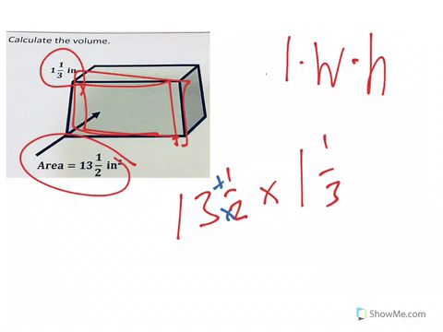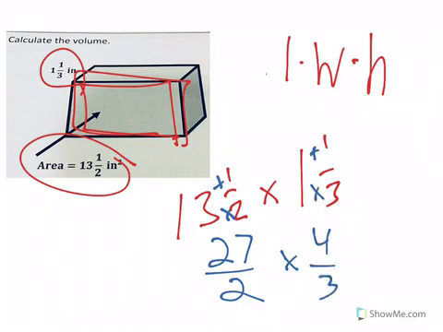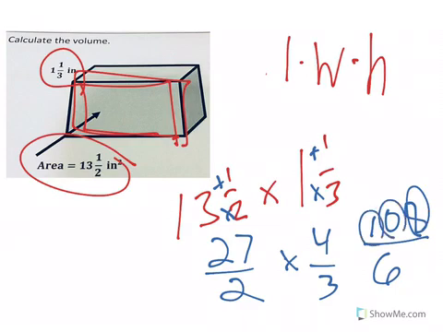my multiplication and add. 2 times 13 is 26, plus 1 is 27. We end up with 27 halves times 3 times 1 is 3, plus 1 is 4, so 4/3. We're going to go 27 times 4 gives us 108. 2 times 3 gives us 6. 6 divides evenly into 108. I know that because 1 plus 0 plus 8 is 9, and so that's divisible by 3. So 6 goes into 108 actually 18 times, so we end up with 18 inches cubed.